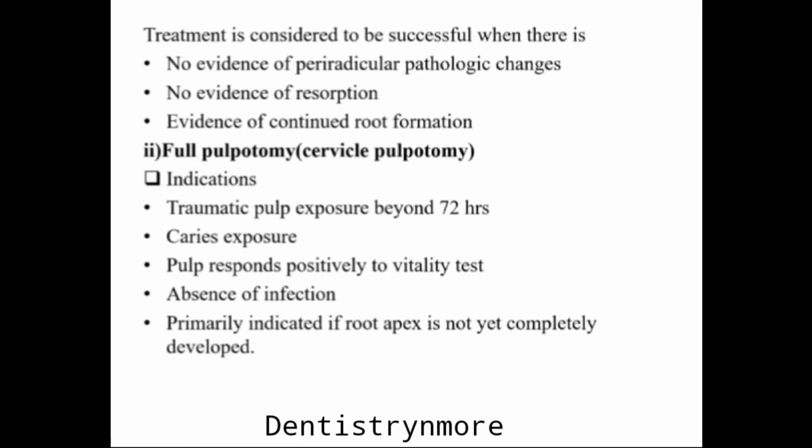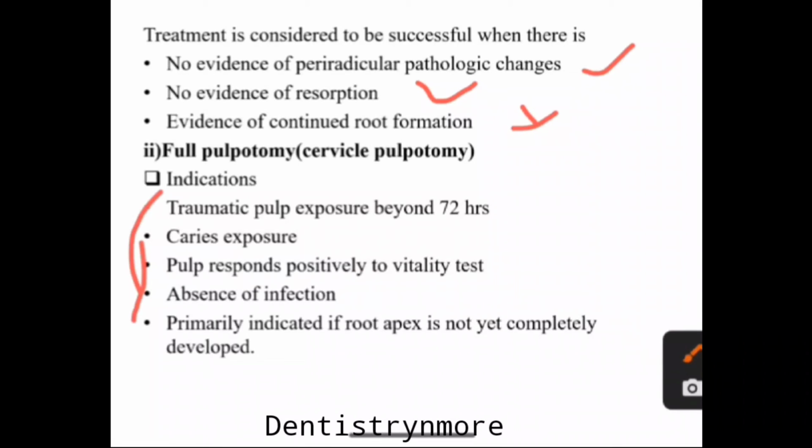So this treatment is considered to be successful when there is no evidence of periradicular pathological changes, no evidence of resorption, and evidence of continued tooth formation. Now we are moving to full pulpotomy. Its indications include traumatic pulp exposure beyond 72 hours, caries exposure, pulp responds positively to vitality test, absence of infection, and primarily indicated if root apex is not yet completely developed.